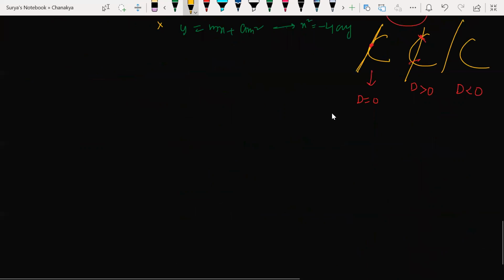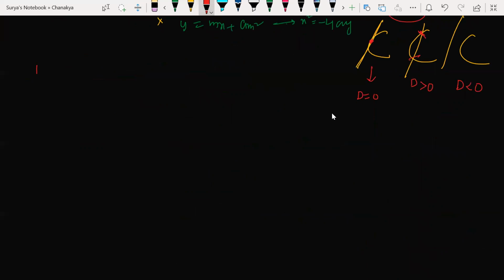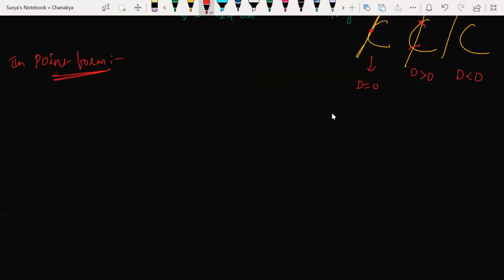ठीक है? Next, what is the slope of the tangent in point form? In point form बेटा, point form is only what? Point form नथिंग बट एक पॉइंट होता है. देखो नथिंग बट क्या होगा कि मैं एक पैराबोला, आई हैव अ पैराबोला. दिस इज टेंजेंट and this tangent touching the parabola at x comma y.